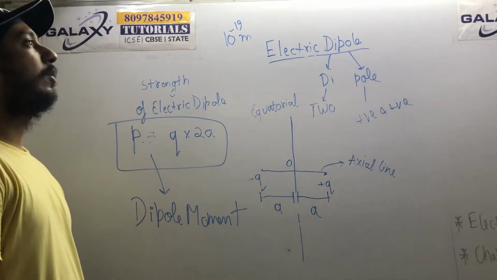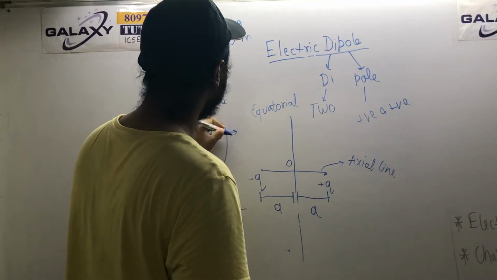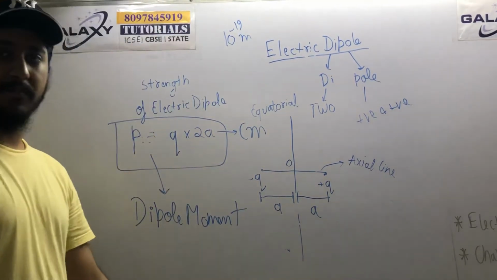Now we will look at one more important thing. The unit is Coulomb meter. The unit for this is Coulomb meter.